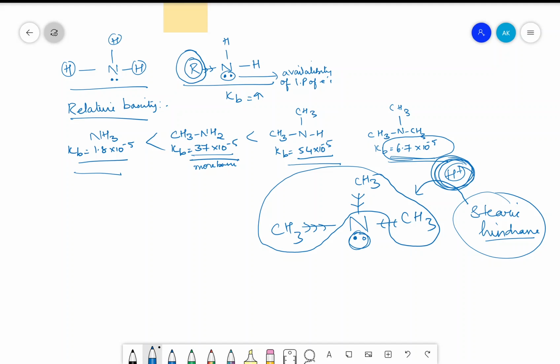The next topic will be the qualitative test for amines along with the structures. This will end this fifth chapter, and I'll try to send you the important questions from this chapter by this evening. Thank you.